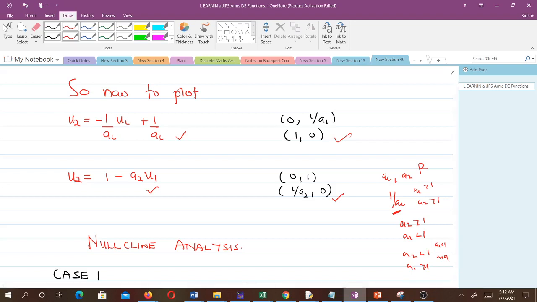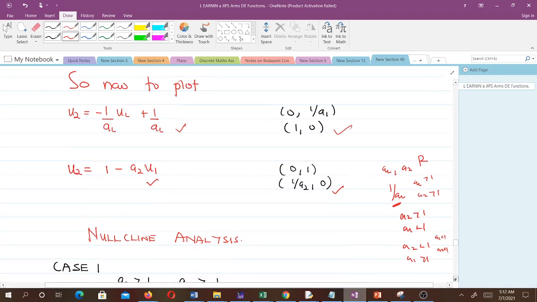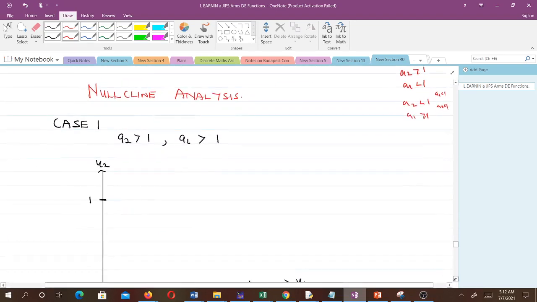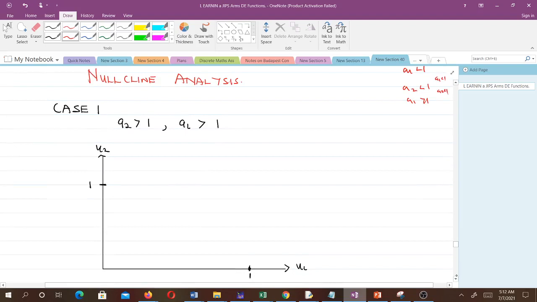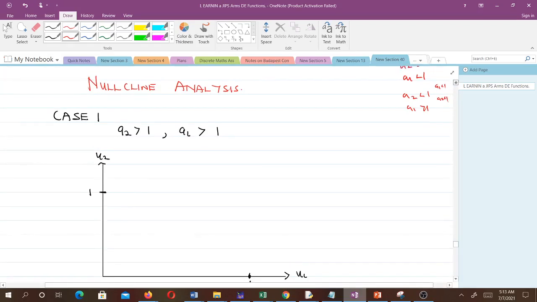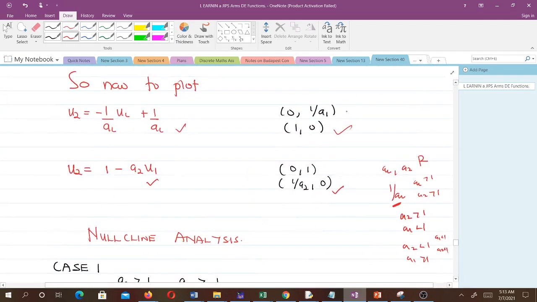Plotting these points. Okay, that's what we are going to do. So case 1, we are going to consider when A2 is greater than 1 and when A1 is greater than 1. Okay, alright. So you see, to plot the first line, the simplest point is what? 1, 0, right? So 1, 0.